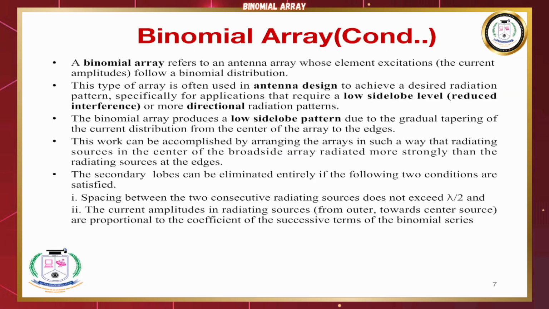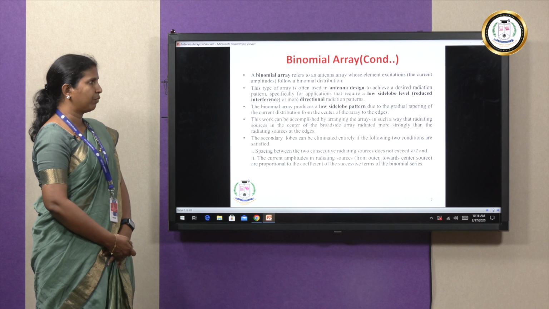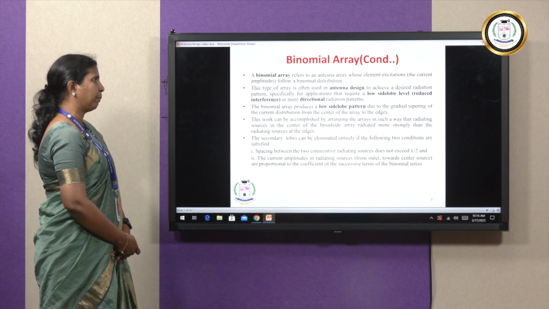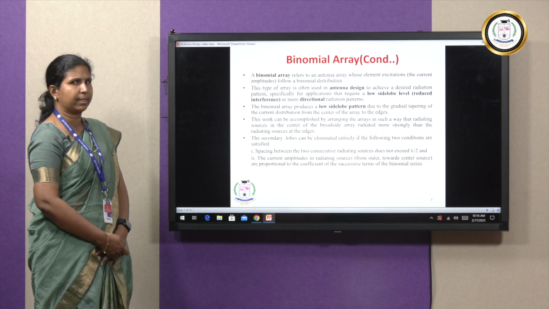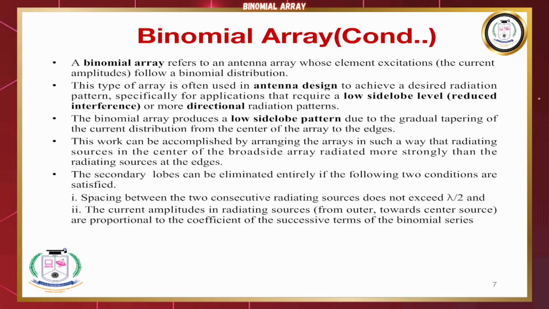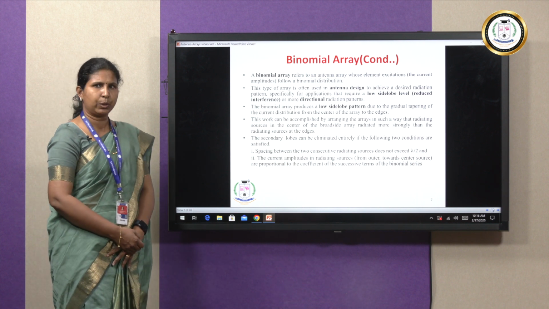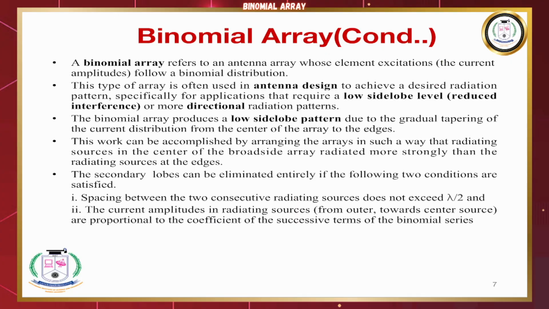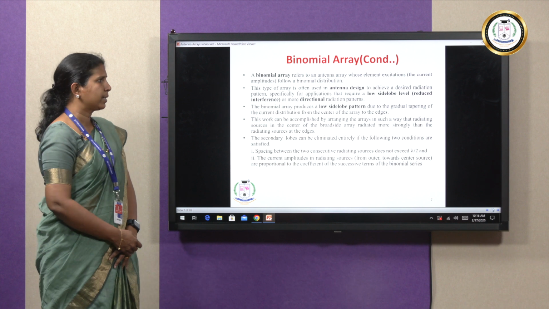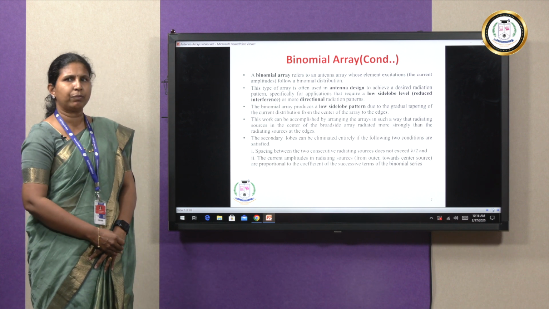This type of array is used in antenna design to achieve a desired radiation pattern, specifically for applications that require a low side lobe level or a more directional radiation pattern. With this arrangement, we are able to eliminate all the secondary lobes due to the gradual tapering of the current distribution from the center of the array to the edges. The elements in the center radiate more strongly than the radiating sources at the edges.